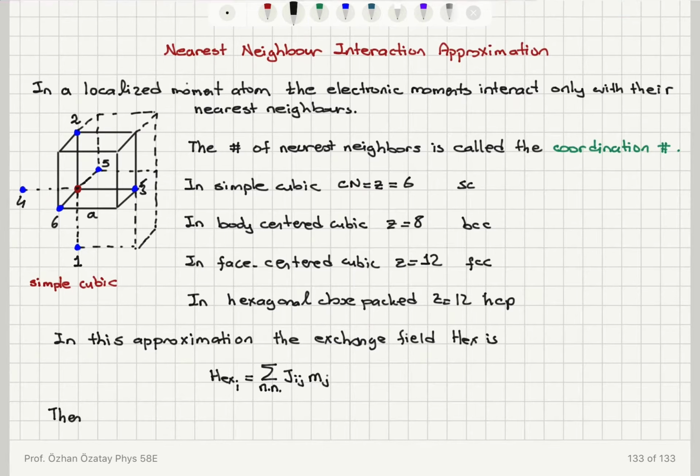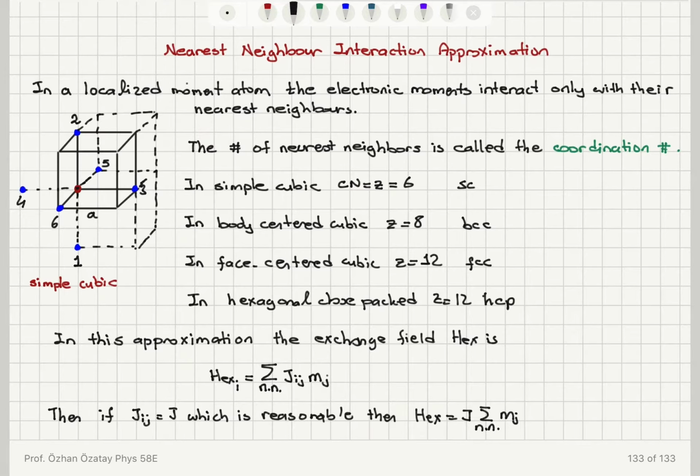For all nearest neighbors with the same distances from the moment of interest, I consider that the coupling constant Jij between all nearest neighbors is J, which is reasonable because we have equidistant atoms from the same atom. Then the exchange field will simplify to J constant times the sum over nearest neighbors of Mj.